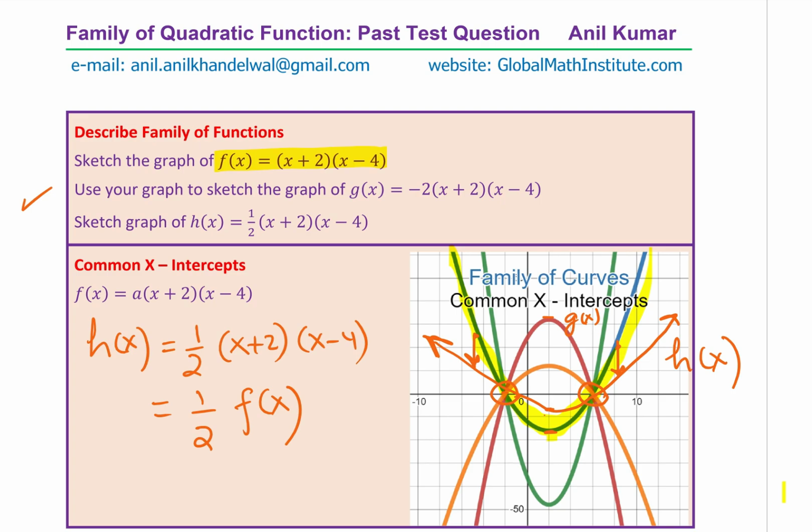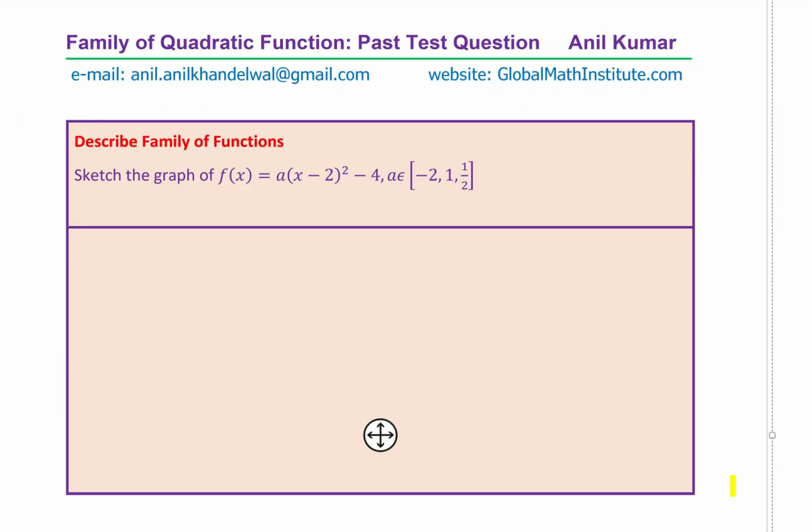So we can actually get the functions from the main function, but what we observe once again is that the x-intercepts are common, and therefore we say it belongs to a family of functions with common x-intercepts. So I hope this is absolutely clear. Now let's look into another graph. We'll now sketch the graph with common vertex.